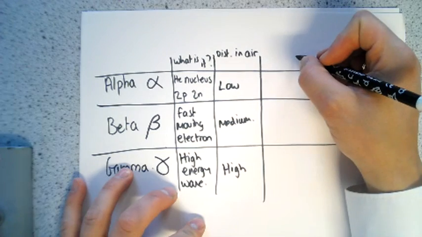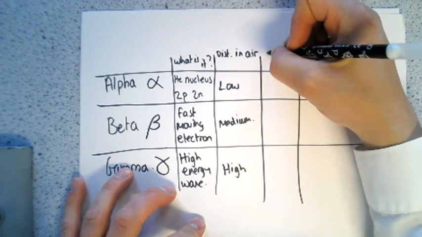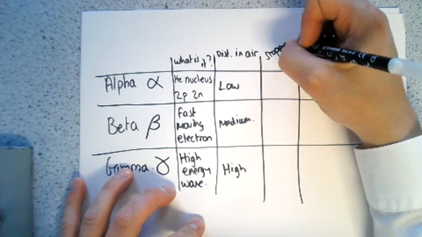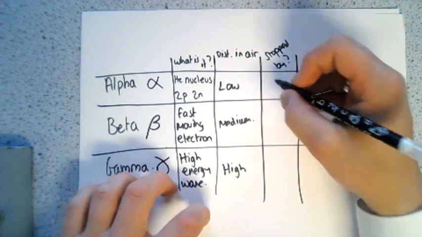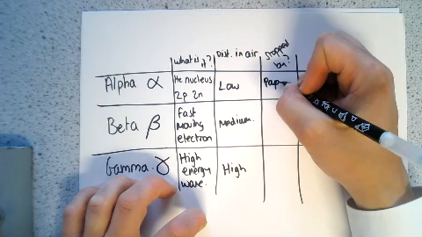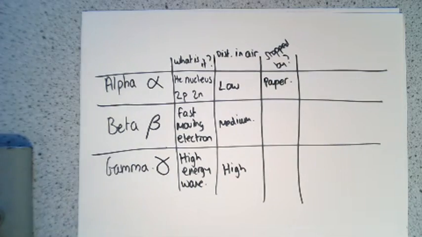What is it stopped by? Alpha's stopped by paper. If we had a nuclear war and only alpha radiation was being emitted from whatever was exploding, you could make yourself a nuclear shower out of paper and you would be fine, okay? In respect to that also, alpha particles do not pass through the skin, so to be fair, you'd be okay.